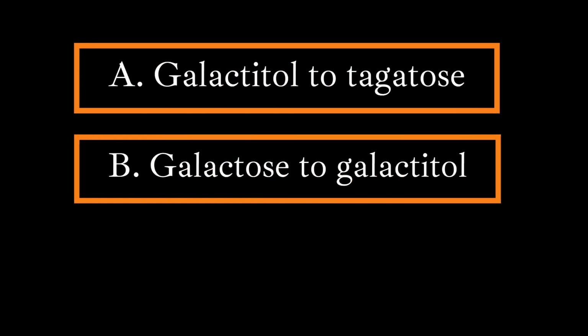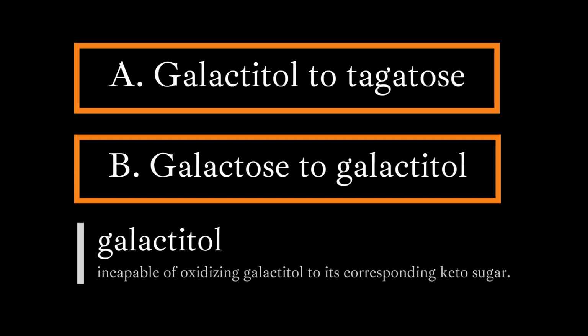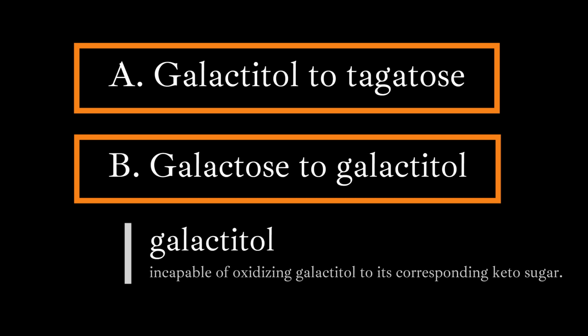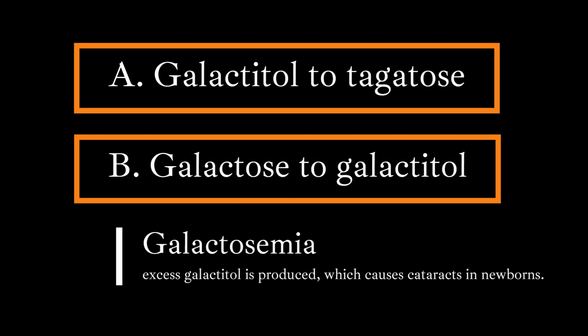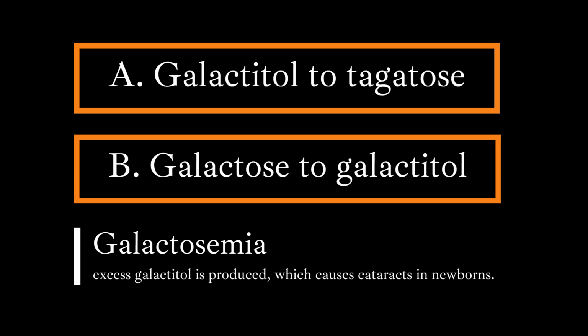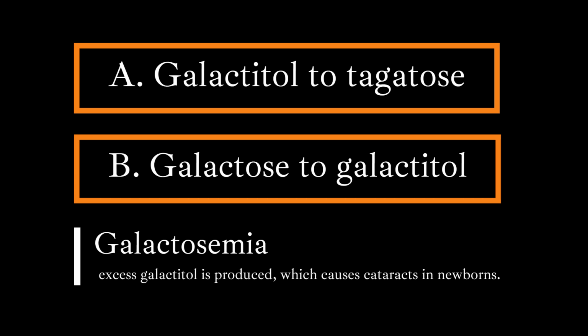Both choice A and choice B are wrong because aldose reductase also catalyzes the conversion of galactose, which is obtained from dietary lactose, to galactitol, but sorbitol dehydrogenase is incapable of oxidizing galactitol to its corresponding keto sugar, which is tagatose, a food sweetener. In galactosemia, galactose 1-phosphate uridyltransferase deficiency, excess galactitol is produced, which causes cataracts in newborns.